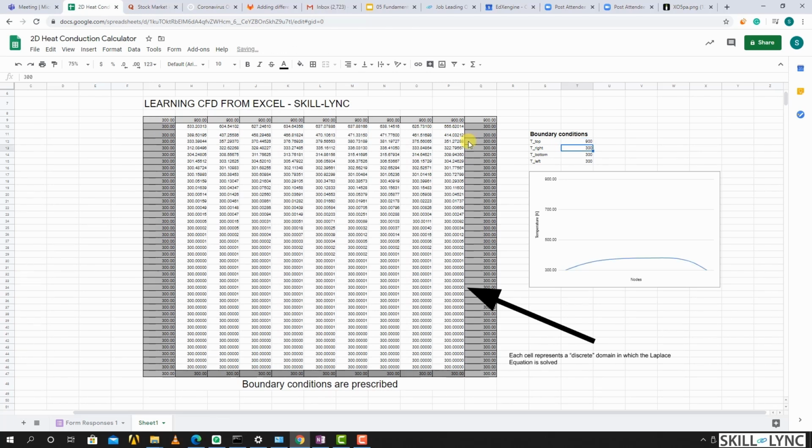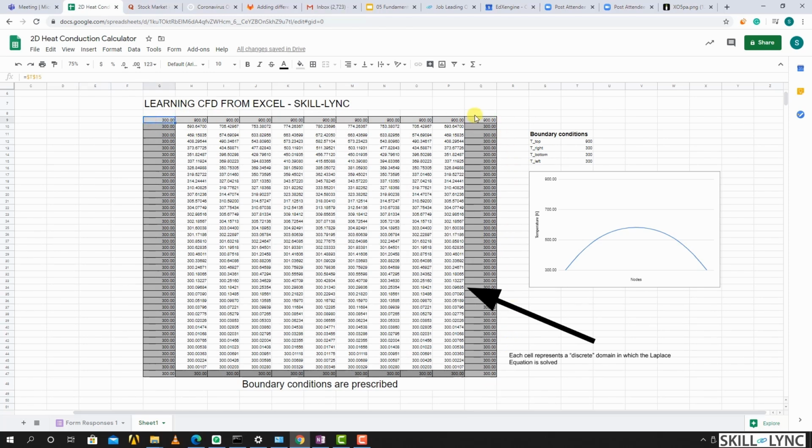So when I change to 900, you can see that the values are all changing. I'm iteratively solving the temperature in all the nodes so that we get the condition that the temperature at each point is the sum of all temperatures in the neighbors divided by 4. And you can see that the boundary conditions do not change. They are always the same.